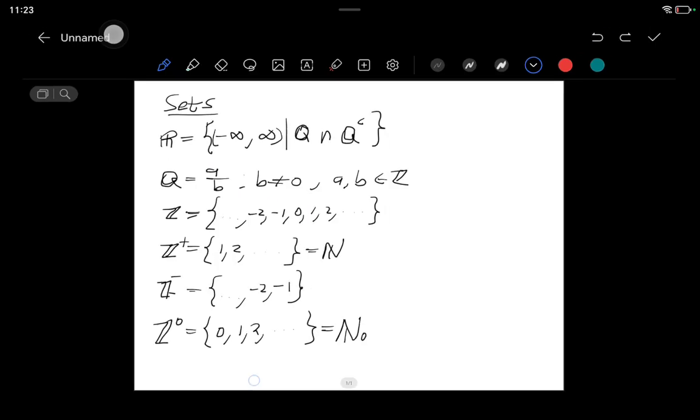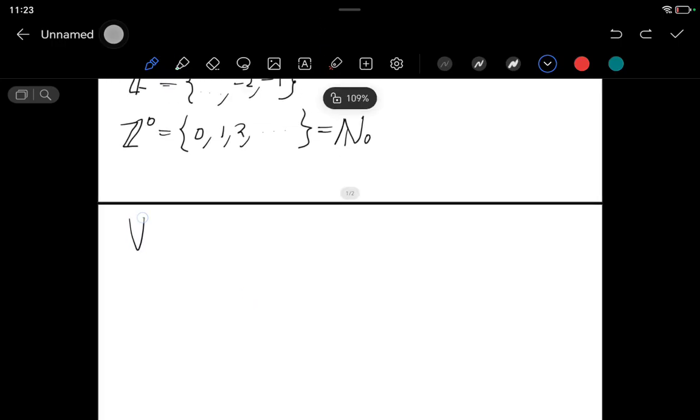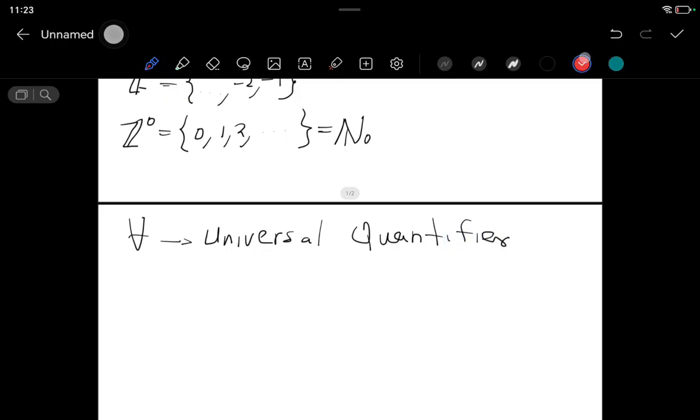Okay, another thing I said, remember, if we see this, it is called a universal quantifier. And when we see this, we should know that no restriction is allowed. We'll use this when we are checking those questions, or when we are checking the tutorial.